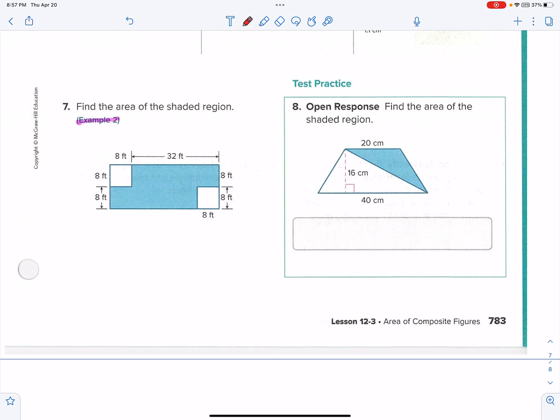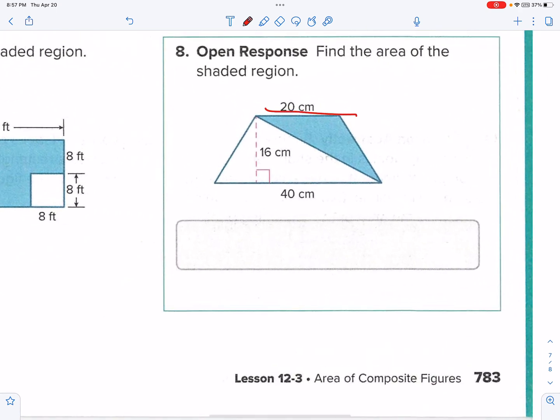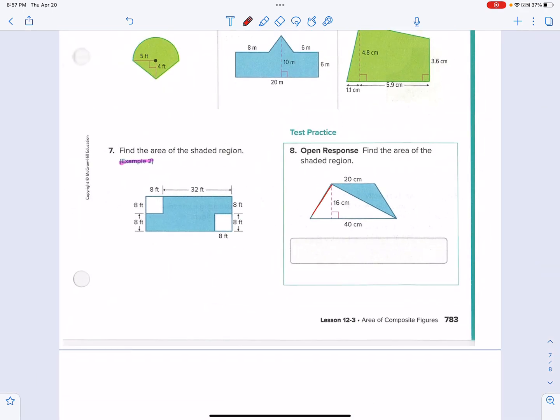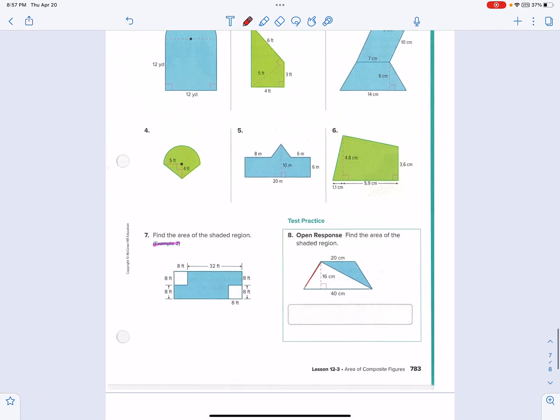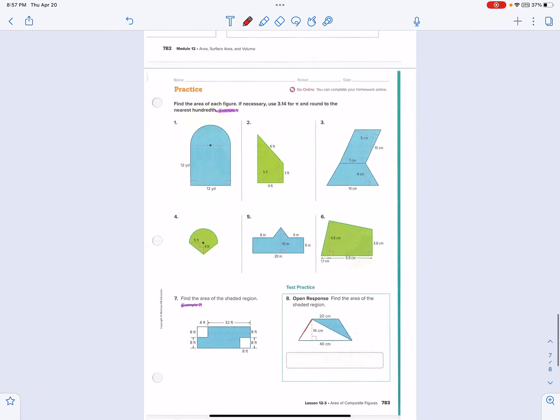Okay, so find the area of the whole thing. Okay, that's one big rectangle area. And then find the area of one of these white squares. And look, they're just the same. So you would then just double them and remove them out of the shaded area. Okay, same thing here. Find the area of the big trapezoid. Find the area of the one triangle and subtract it and remove it out of there. Okay, so that is your work today.